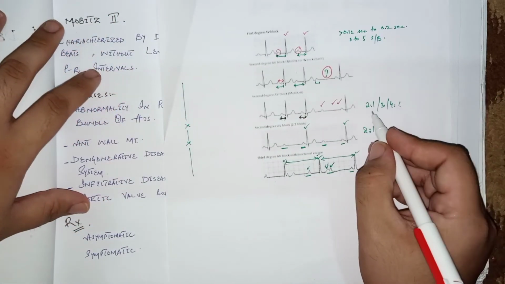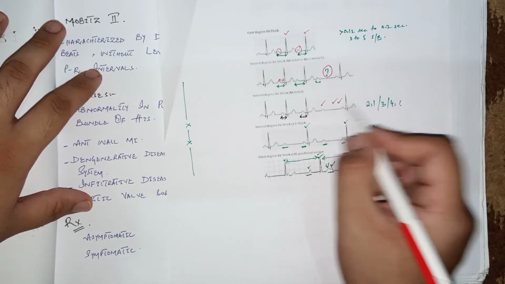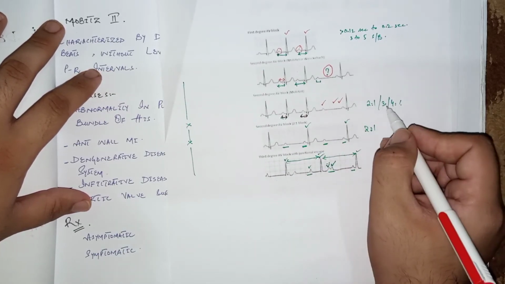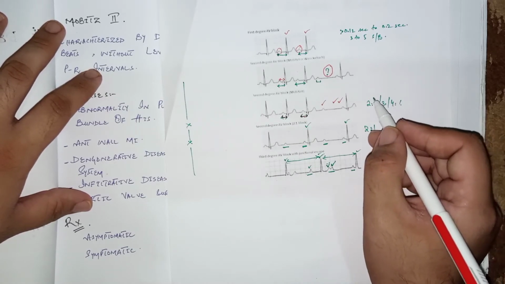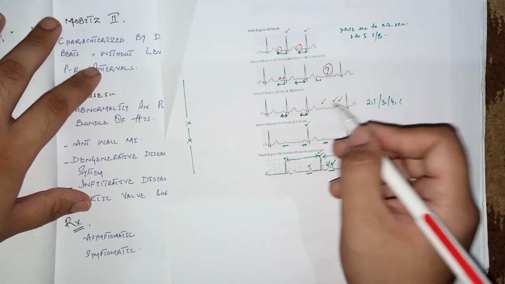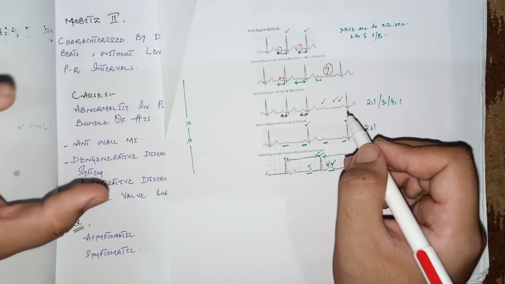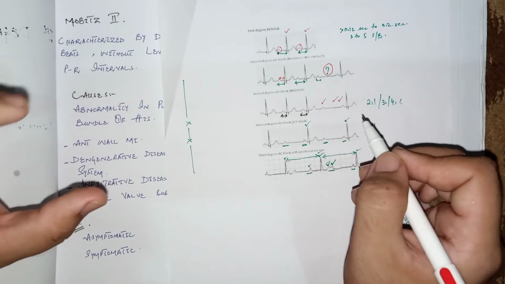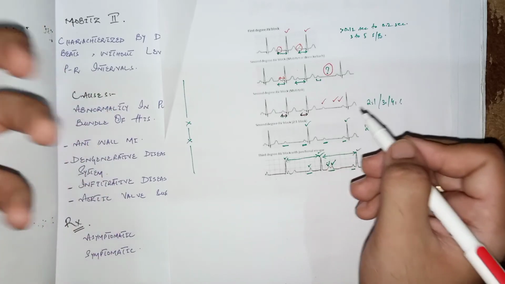So it may be 2:1, that after two P waves, then one QRS, and then maybe three P waves and then one QRS, because of failure of conduction from atria into ventricles. So this is the ECG of Mobitz type 2. That is, there is no increase in the length, but there are constant PR intervals along with the missed beats.